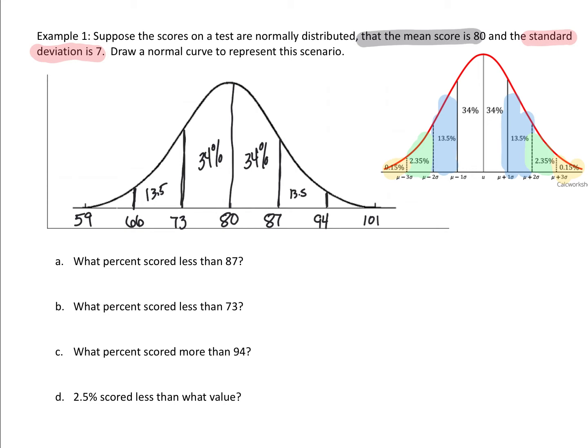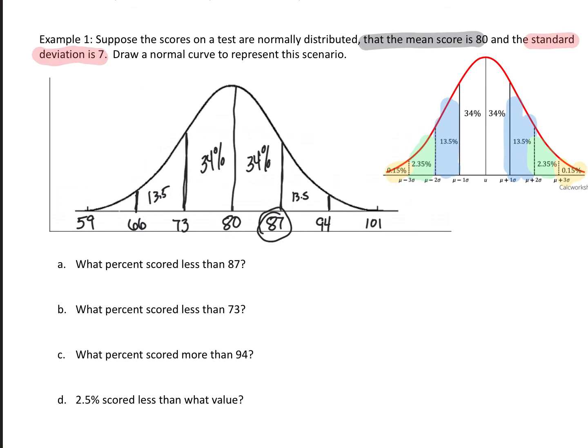All right, so let's take a look at this. What percentage scored less than 87 on the test? So if we're looking at 87, 87 is our second deviation. We can do a number of things. As we look at our chart here, we can start to tally up the points moving this way. As I go this direction, I tally up the percentage points that go with this. There's another way we can look at this.